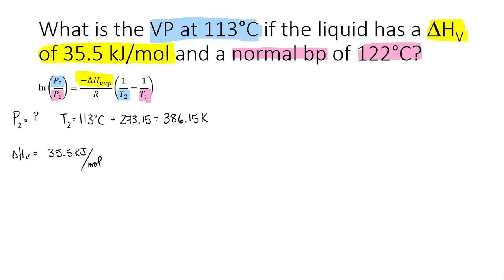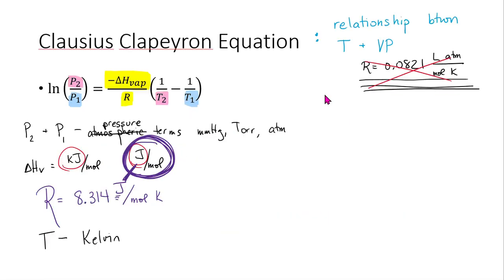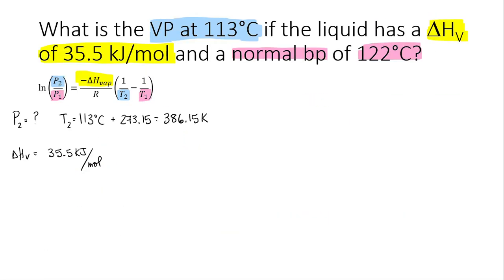Now, it doesn't look like I've given you a vapor pressure. But remember, normal boiling point is the temperature at which the vapor pressure is equal to 1 atmosphere. So this is the trick to it, or, it doesn't look like I'm giving you enough information. Normal boiling point is the temperature at which the vapor pressure is equal to 1 atmosphere. So we have a P1.